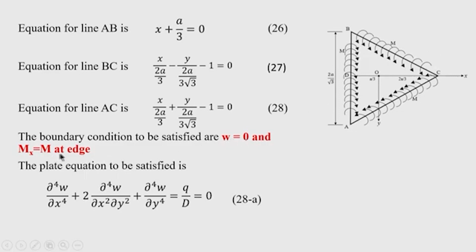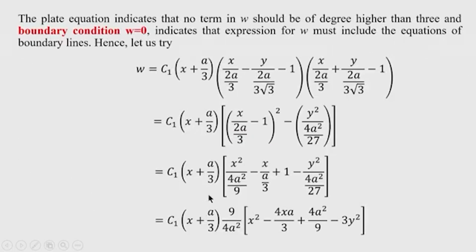and Mx is equal to M at edges. Now, Mx is equal to M at edge is only possible for edge AB, but here this edge is inclined. So, we have to find the moment along the normal, Mn. Okay. Now, let us see the plate equation. Plate equation is del 4 W by del x 4 plus 2 del 4 W divided by del x square into del y square plus del to the power 4 W by del y to the power 4 equal to q by D. Now, since no load is applied here, the right hand side is 0. So, let us see in the next slide.